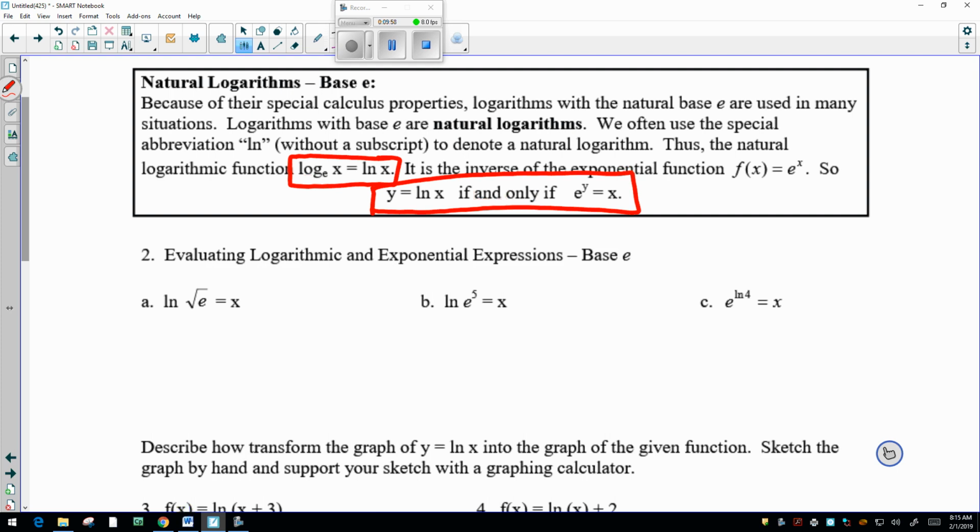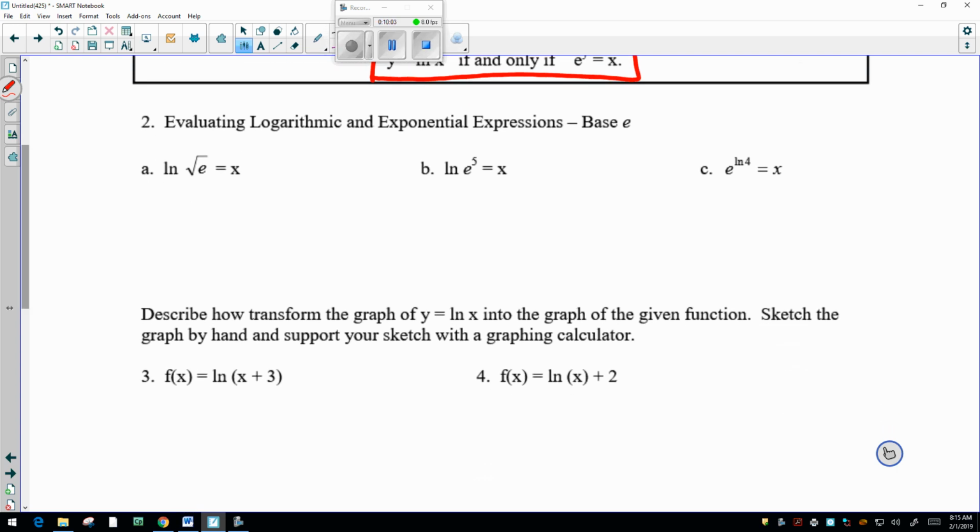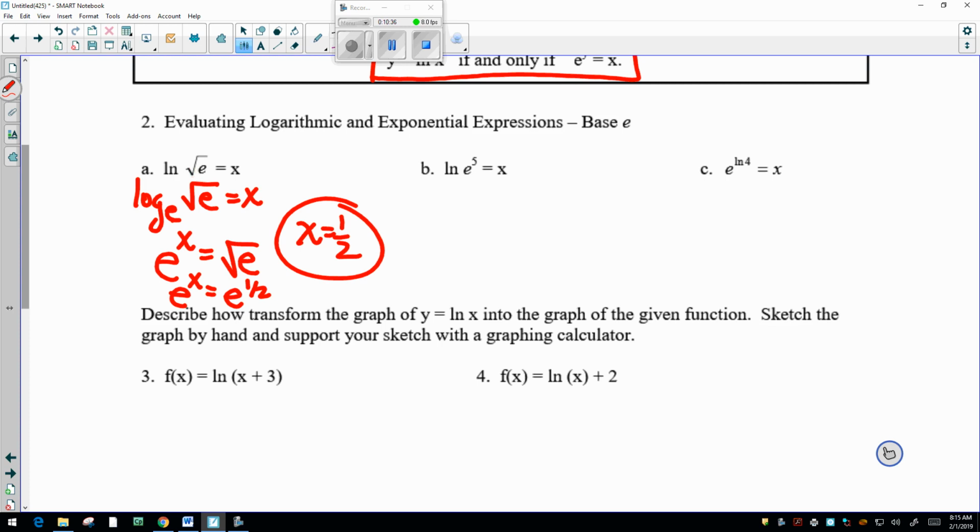We're going to take a look and try and solve this a couple of different ways. First way is I'm going to rewrite this natural log as log base e, just so we can see again what it looks like. So this is like saying log base e of the square root of e is equal to x. Now, if we did the same thing that we did on the back page, we would do a change of base. So I would have e raised to the x is equal to the square root of e. And if I took the square root of e out of the square root, I could see that that's e to the 1/2, leaving me x equaling 1/2.